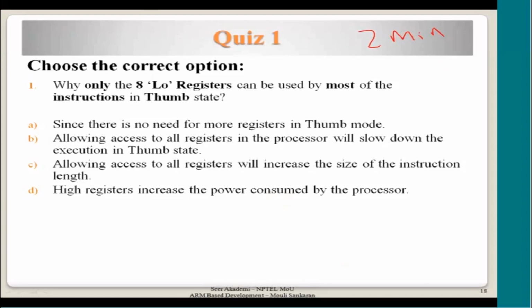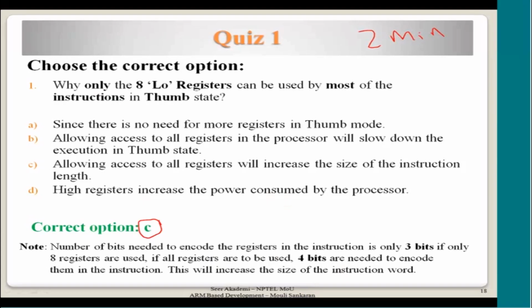If you say all the options are looking reasonable, I'm sorry, they are not actually. The correct option is C. I will tell you why the other options are not making sense. There is no need for more registers in thumb mode. It is not that there is no need. As a programmer, we want as many registers as possible, right? We can't say that there is no need in thumb state. I should have mentioned it as thumb state.